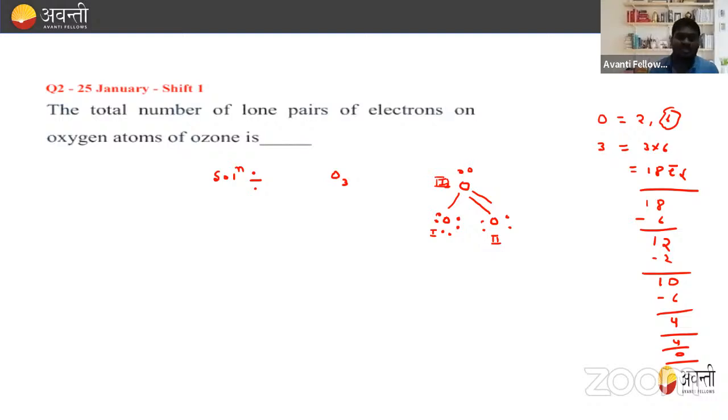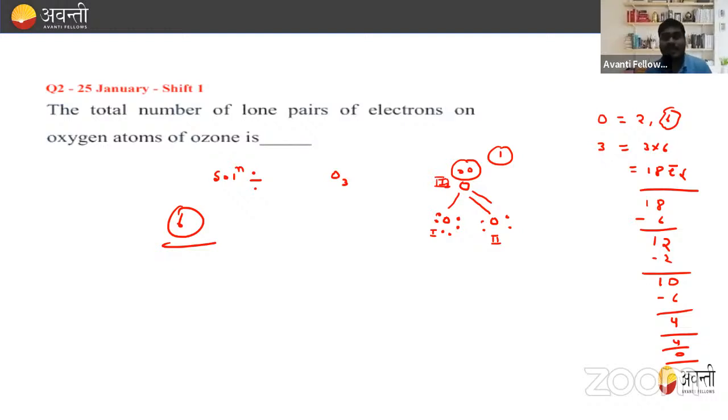Now, what does the question ask? The question asks the total number of lone pairs of electrons. So this has one pair, this is 2 pairs and this is 3. The total number of electron pairs will be 1, 2, 3, 4, 5, and 6. So 6 lone pairs of electrons are present on the oxygen atoms of ozone.